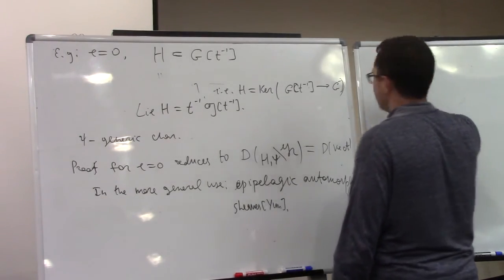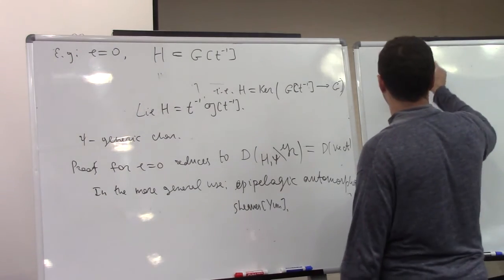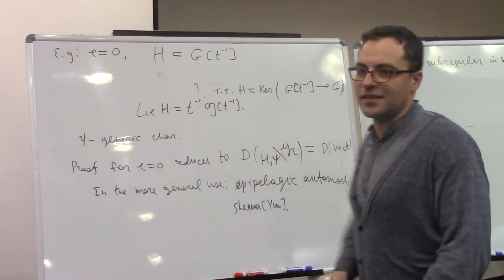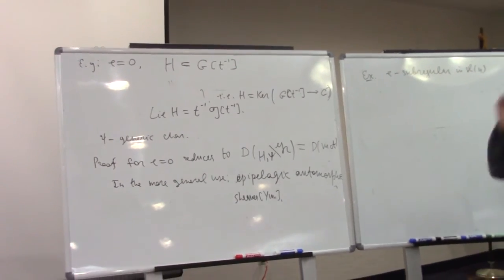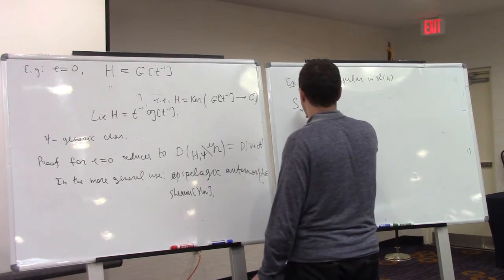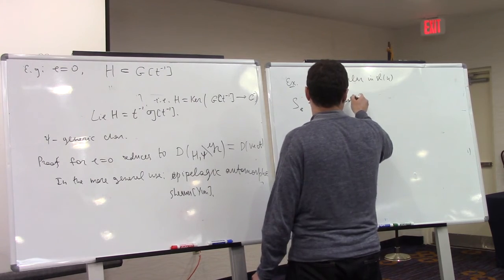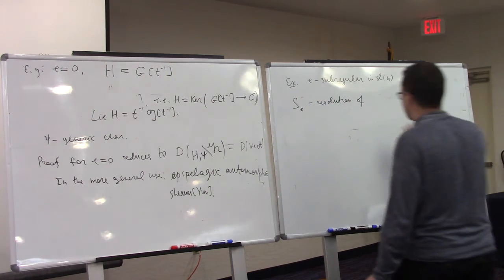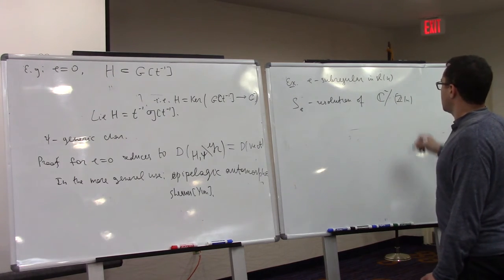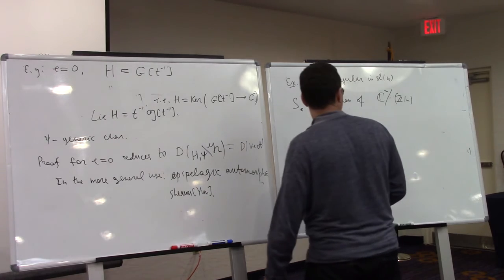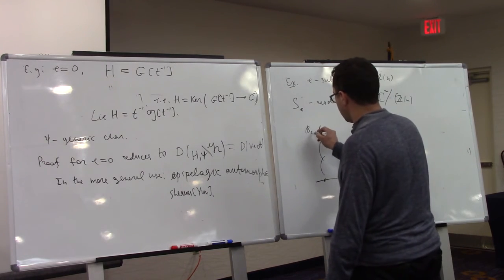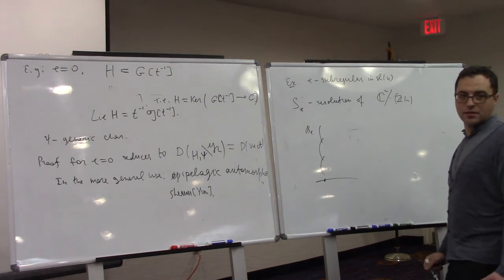So let me give an example. Suppose that E is subregular in SL_n. Then, as I already told, answering Ron's question, S_E is the resolution of the Kleinian singularity C^2 mod Z/n. It has this central fiber, which is the way B_E looks. It's a bunch of projective lines.